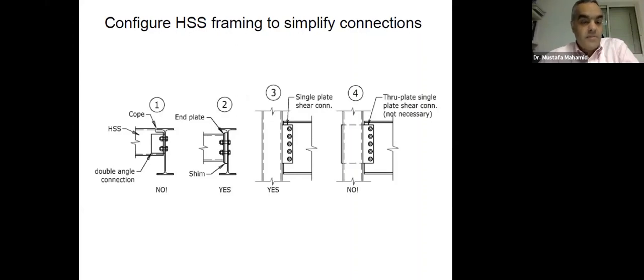And configure HSS framing to simplify connections. So sometimes this may complicate. If you have HSS members, the connections may be complicated. Here, where you need to cut the HSS versus if you configure the framing to avoid that, and whether you want to weld to the wall of the HSS or you want to use through plate. So look at the options. If you can avoid any cutting through the HSS or on the HSS for coping purposes, you can avoid that easily by just configuring the connections.